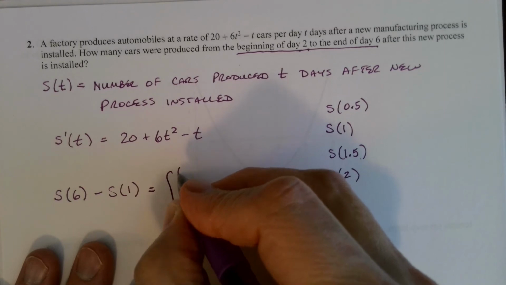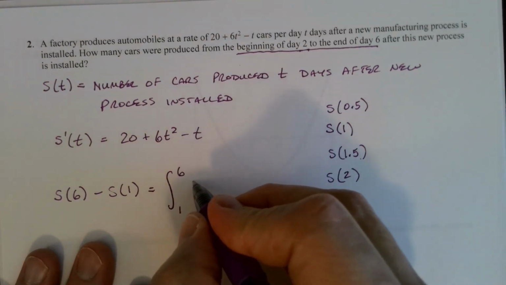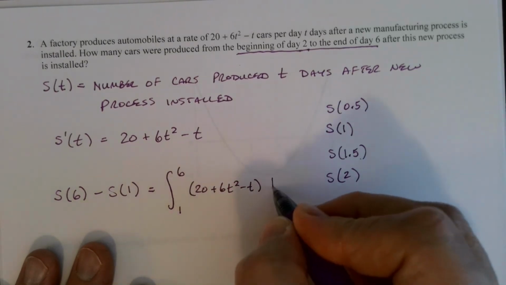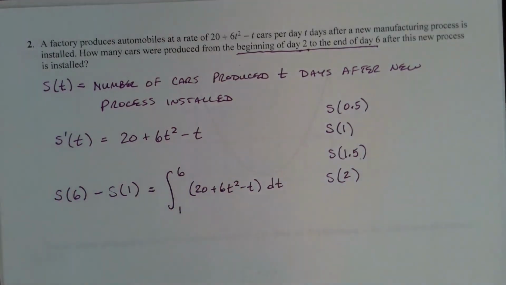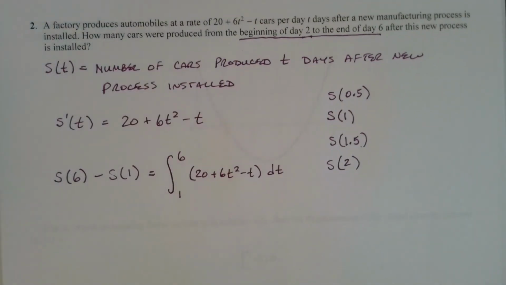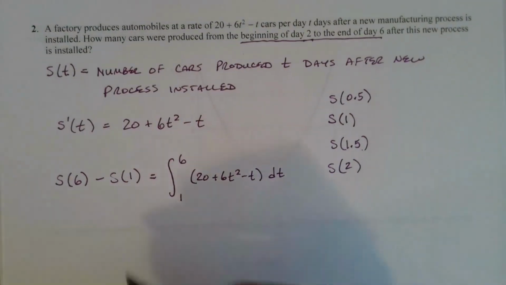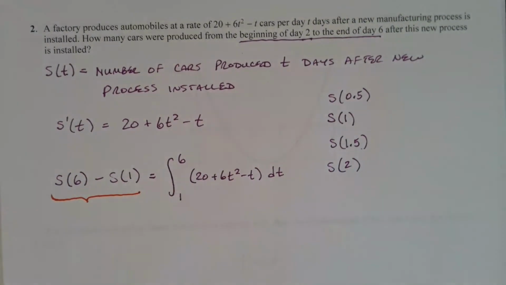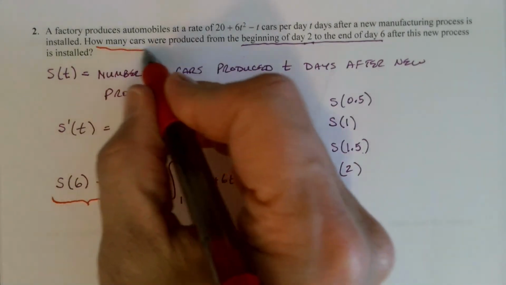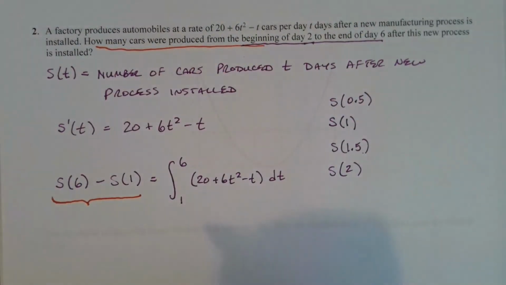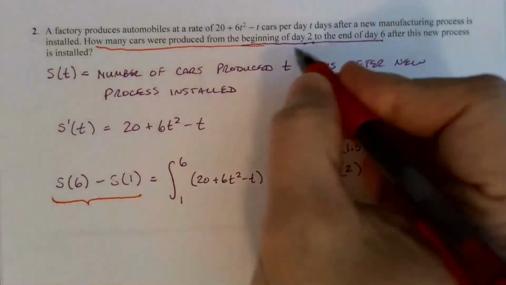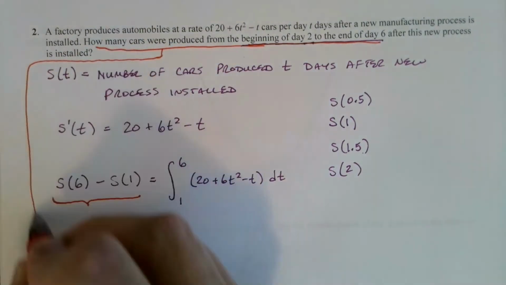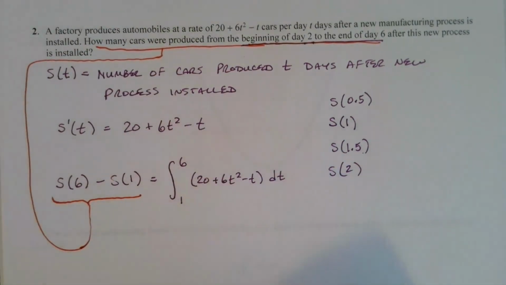So there are our limits of integration. The integral of the rate of change, so we'll put the rate of change in here. Now we can calculate this. Notice we're just looking for the net change. This is how many cars were produced in that time frame. So this integral will give us our answer.